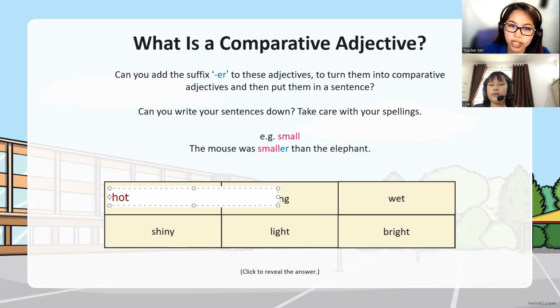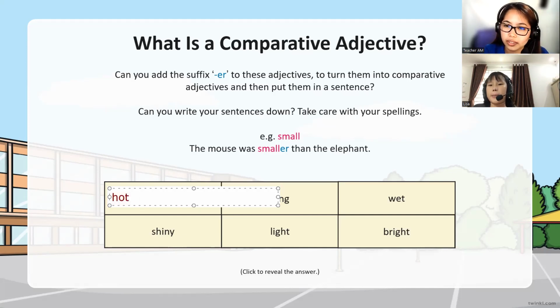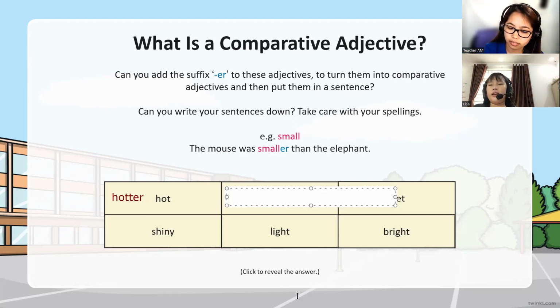ER. This one? Uh, no. Okay, what will you do? Double the T and put ER. Very good. Okay, what about long? Double the G and put ER. This one? Yes. Okay, nice try, Dolin.